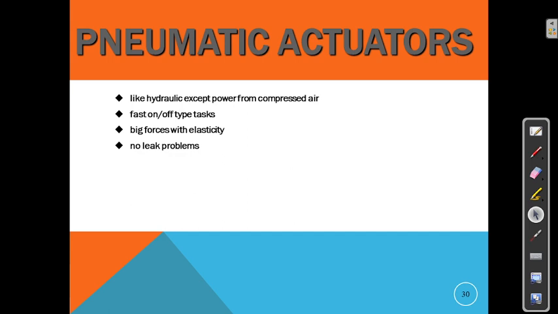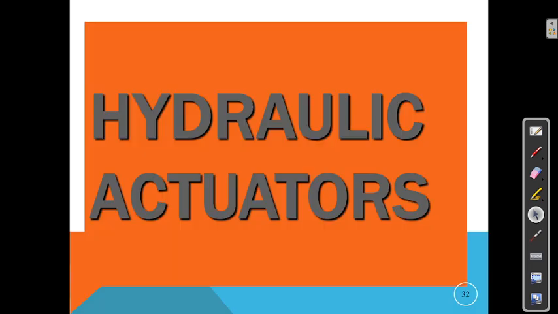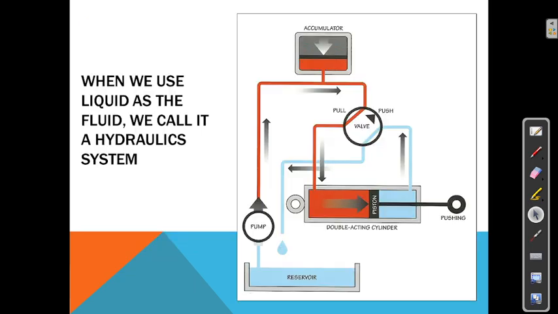Pneumatic actuators are like hydraulic except the power comes from the compressed air. It's a fast on-off type process, with big forces, elasticity and no leak problems. These are all the main advantages of pneumatic actuators. See, this is the main pictorial representation of a double acting cylinder and hydraulic actuators.